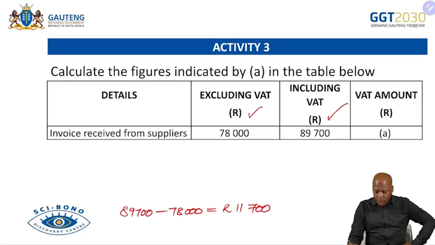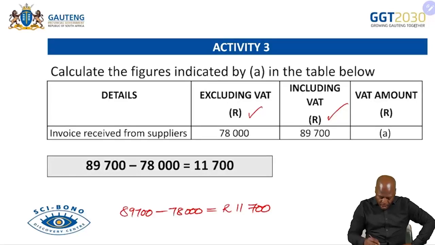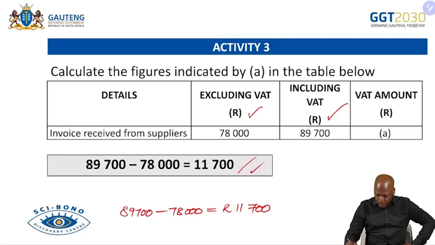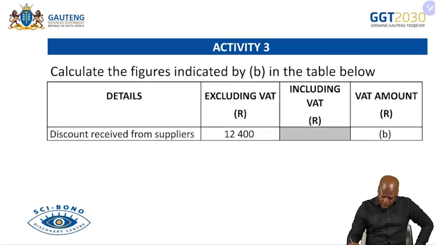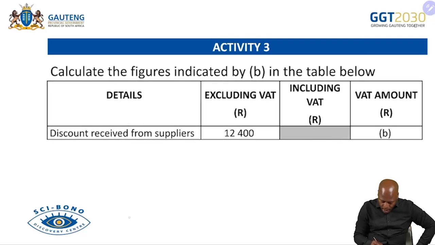Let's see how to get B. Calculate the figures indicated by B in the table below. There is my table, and B is the VAT amount. So what I want is 15. Remember, VAT is 15. This is what I want, and this is what I have.